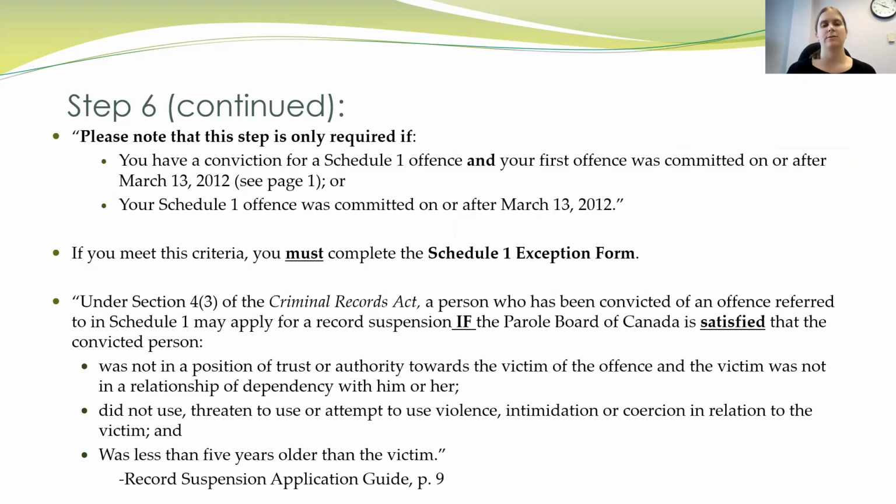Now, below you'll see that the instructions are that a convicted person referred to in Schedule 1 may apply for a record suspension if the Parole Board of Canada is satisfied that the convicted person meets the following exception criteria. They say the person was not in a position of trust or authority, did not use or threaten to use violence, and was less than 5 years older than the victim. So it's a very specific situation where you may be eligible to apply.